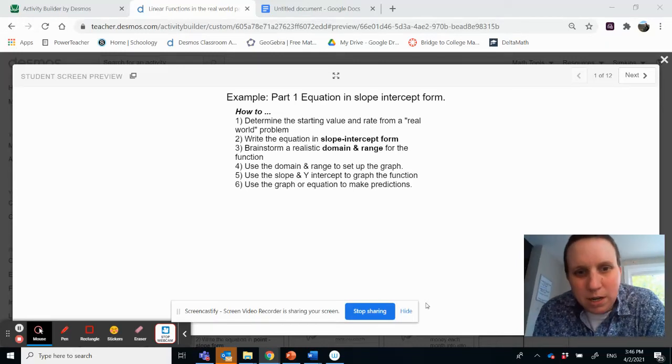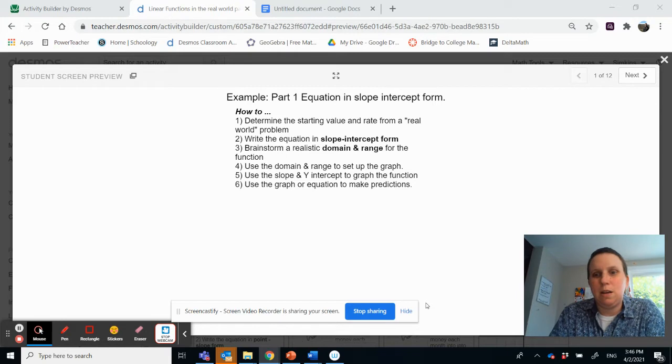Right, in this video, I'm going to demonstrate how to do part 1 of your project. That's going to include how to determine the rate and start value from a real world problem, how to write an equation in slope-intercept form, how to brainstorm a realistic domain and range for the function, and how to use the domain and range to set up the graph, how to use the slope and y-intercept to graph the function, and how to use the graph or the equation to make predictions.